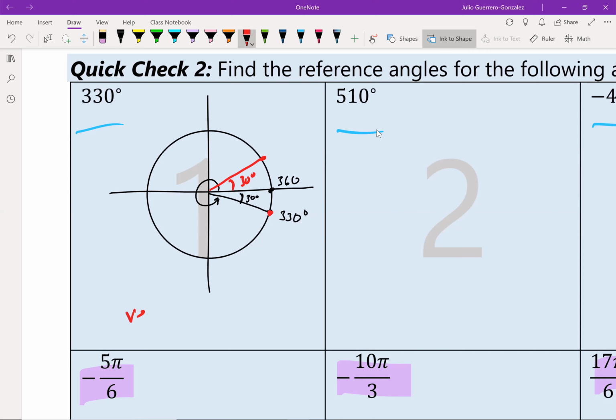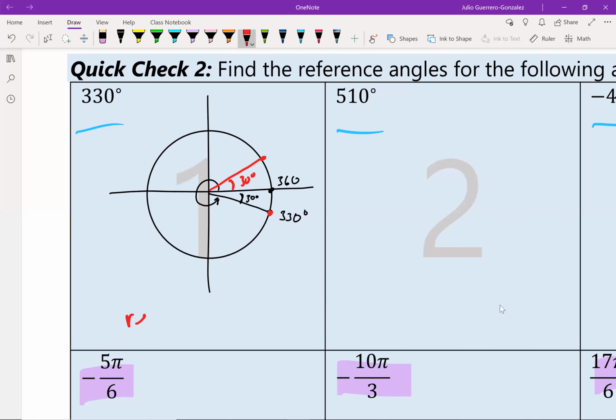So the reference angle here, it crashed. Sorry, you guys, my computer's acting up today. Heavily acting up today. So it crashed again. So the reference angle here is 30 degrees, okay?